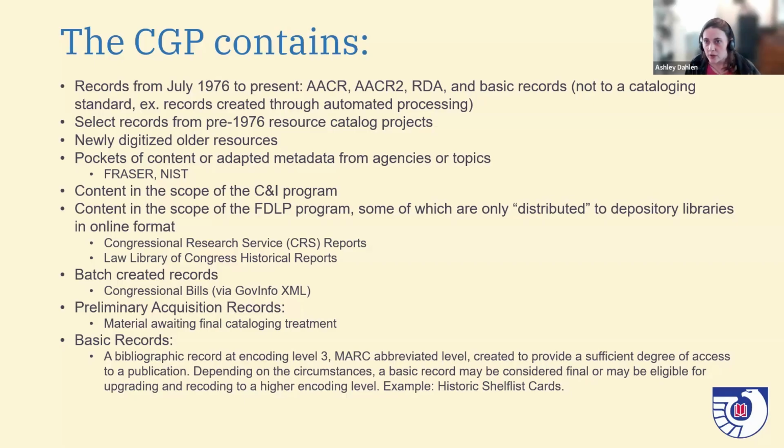We have preliminary acquisitions records, like you all know what that is. We see something's coming through in the pipeline, so we create a provisional acquisition record, and eventually it will be fully cataloged. And then we have a bunch of basic records in the CGP, and that's a bibliographic record that we say is at encoding level 3. It's basically a very abbreviated catalog record. It gives us sufficient degree of access to a publication. Sometimes those basic records are done. They will never go beyond a basic record. And sometimes we just put the basic record in there so that you have a discovery point, but we know that we're going to circle back and create a full record later on.